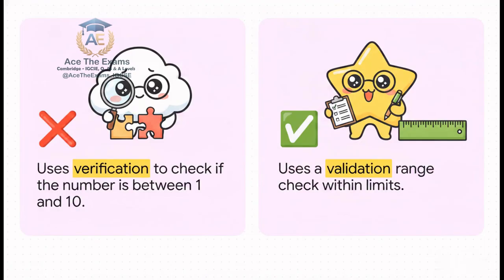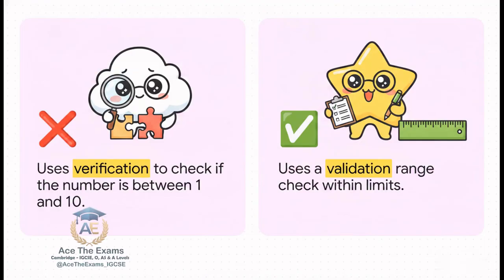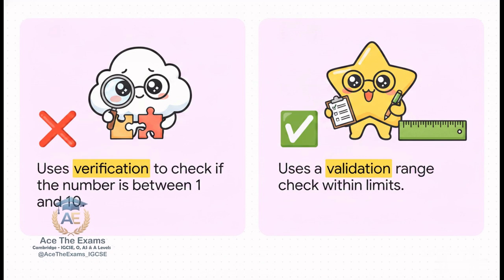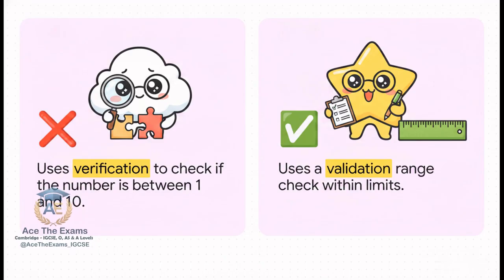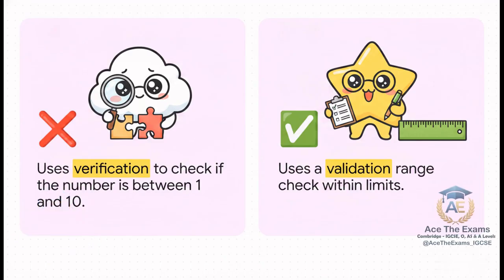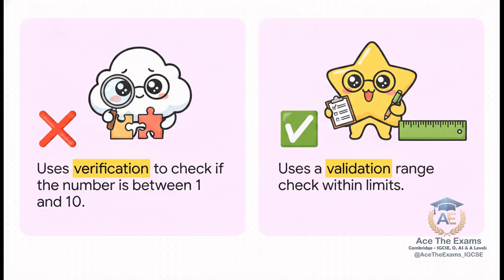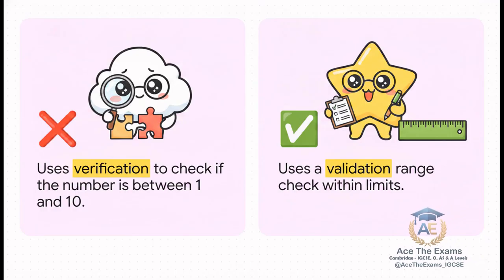Okay, so the massive flaw here is that the student completely confused verification with validation. Just checking if a number falls between 2 values is not verification. A top-band answer uses razor-sharp terminology. It should say, uses a validation range check to ensure the inputted integer is within the boundary of 1 and 10. A range check is validation. Nailing that exact terminology is exactly what pushes your grade into that top band.